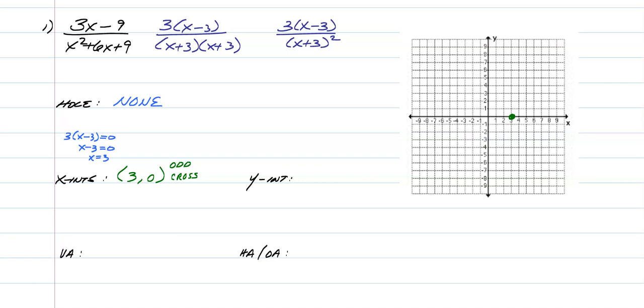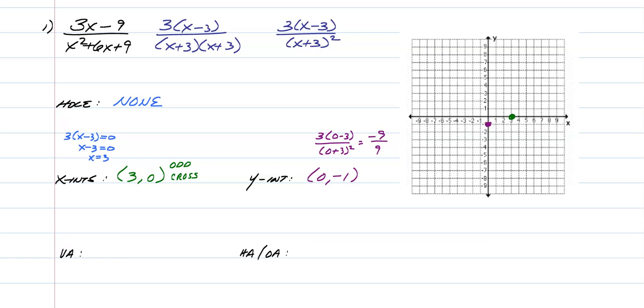Y-intercept. Remember, with the y-intercept, that's when you substitute in 0 for all x's. So that's going to give you 3 times 0 minus 3 over 0 plus 3 quantity squared. And that, of course, is going to give you a negative 9 over a positive 9, which means our y-intercept is (0, -1). And we are going to go plot that right now, (0, -1). And we're going to keep this nice and color coordinated for you guys.